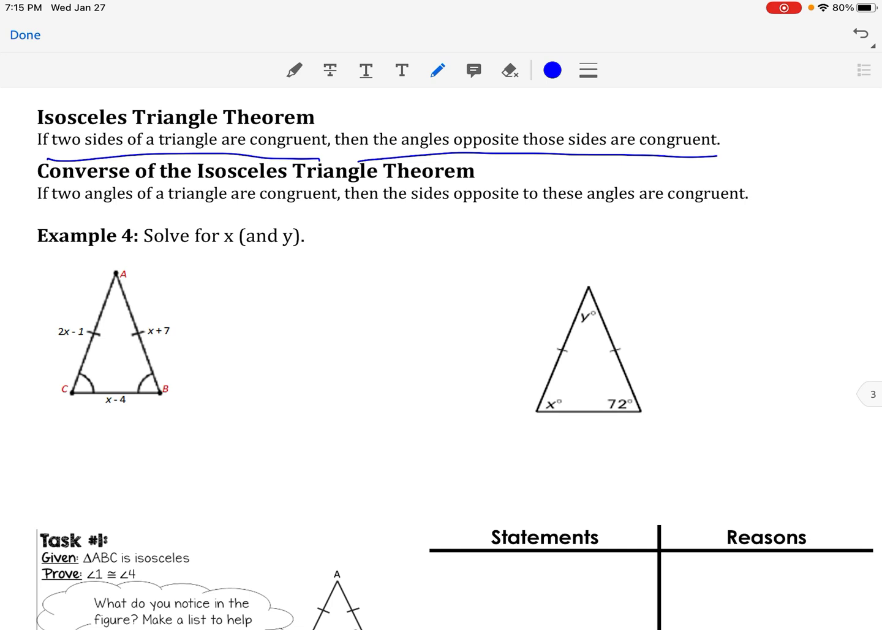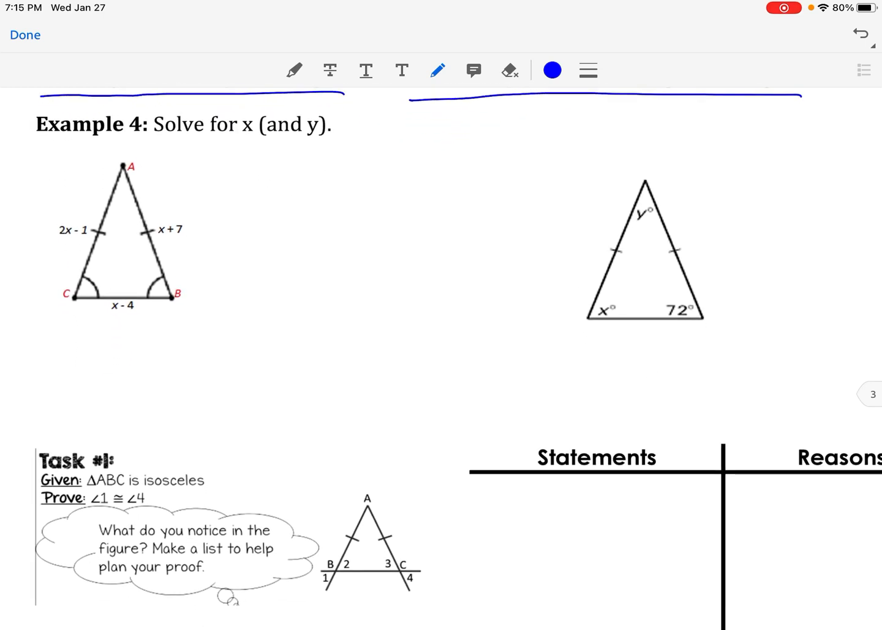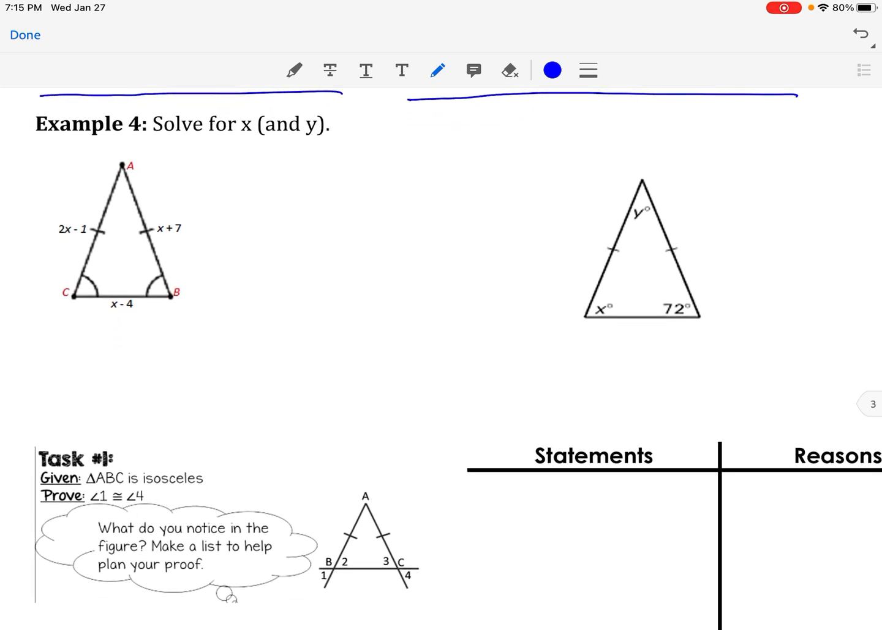And the converse statement is if we originally have two angles of a triangle that are congruent, we can then imply or state that the opposite sides to those angles are congruent as well. So jumping to example 4, let's solve for x and y. So we have two pictures here. So it looks like our two angles are congruent, and we know that these two sides are congruent.